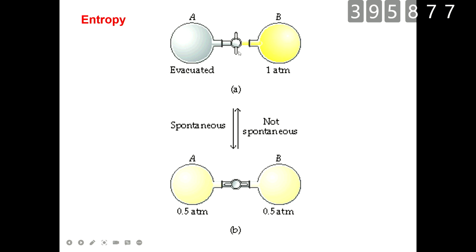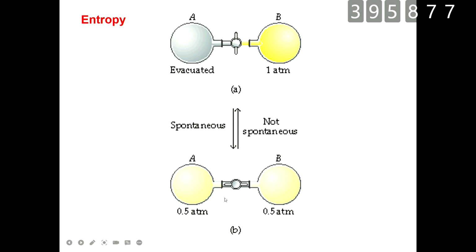When we open this valve, some gas will go from B to A, right? For example, A here is a vacuum, 0 atm. This is 1 atm. If we open here, half of the gas will go from B to A, so each side has 0.5 atm. So of course, going from this state to this state is spontaneous, right? It will happen by itself. You don't need to do anything else.